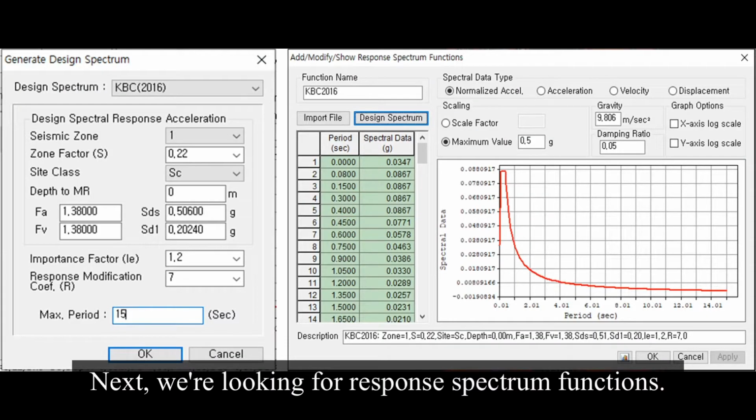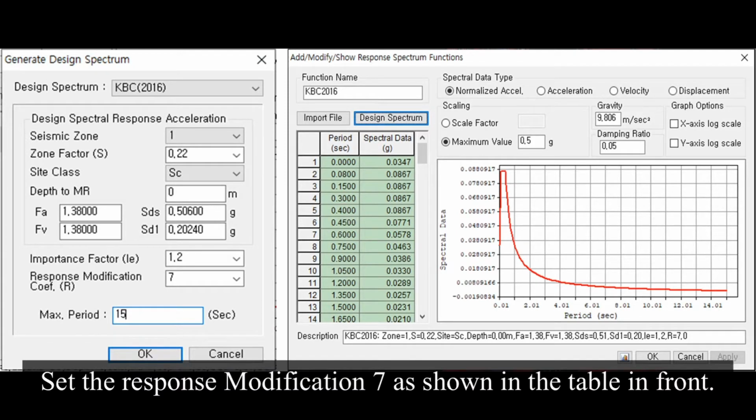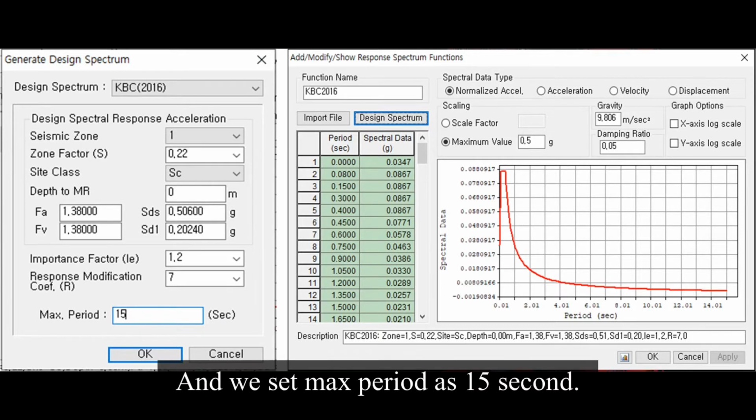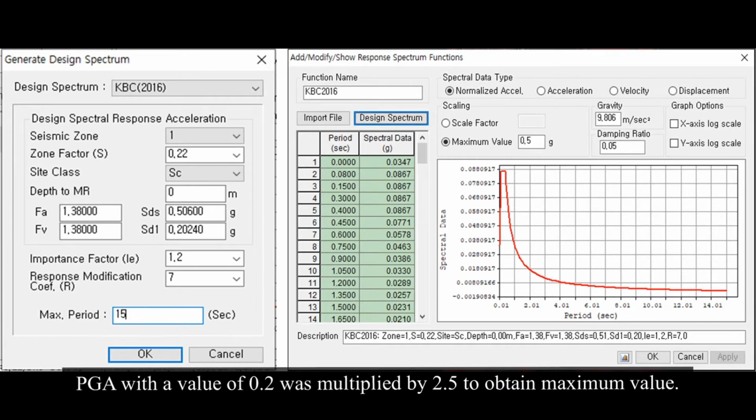Next, we're looking for response spectrum functions. Set the response modification 7 as shown in the table in front. And we set max period as 15 seconds. PGA with a value of 0.2 was multiplied by 2.5 to obtain maximum value.